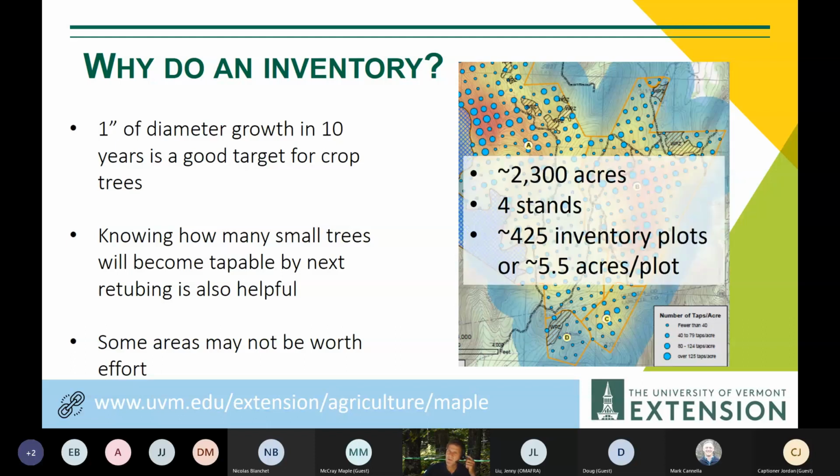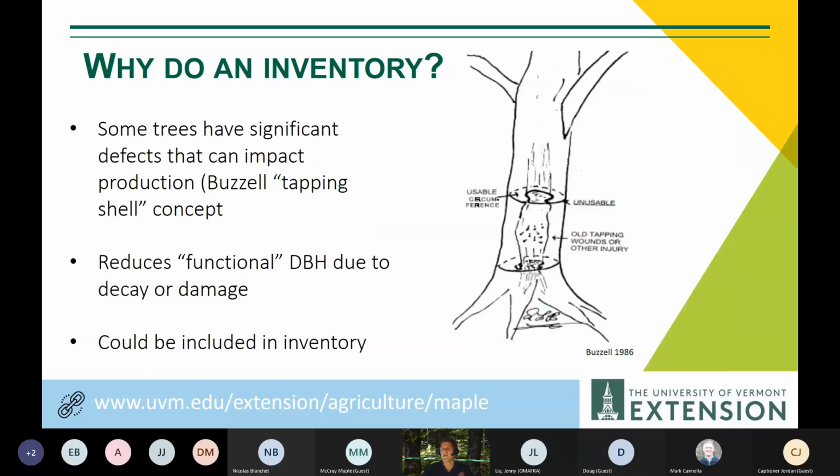This property was 2,300 acres. They divided it up into 4 stands, and over those 4 stands, they took 425 inventory plots. So quite a few plots that would have taken a while to do. That averages out to be about 5.5 acres per plot. And we'll talk a little bit about why you may or may not want to have that many acres per plot.